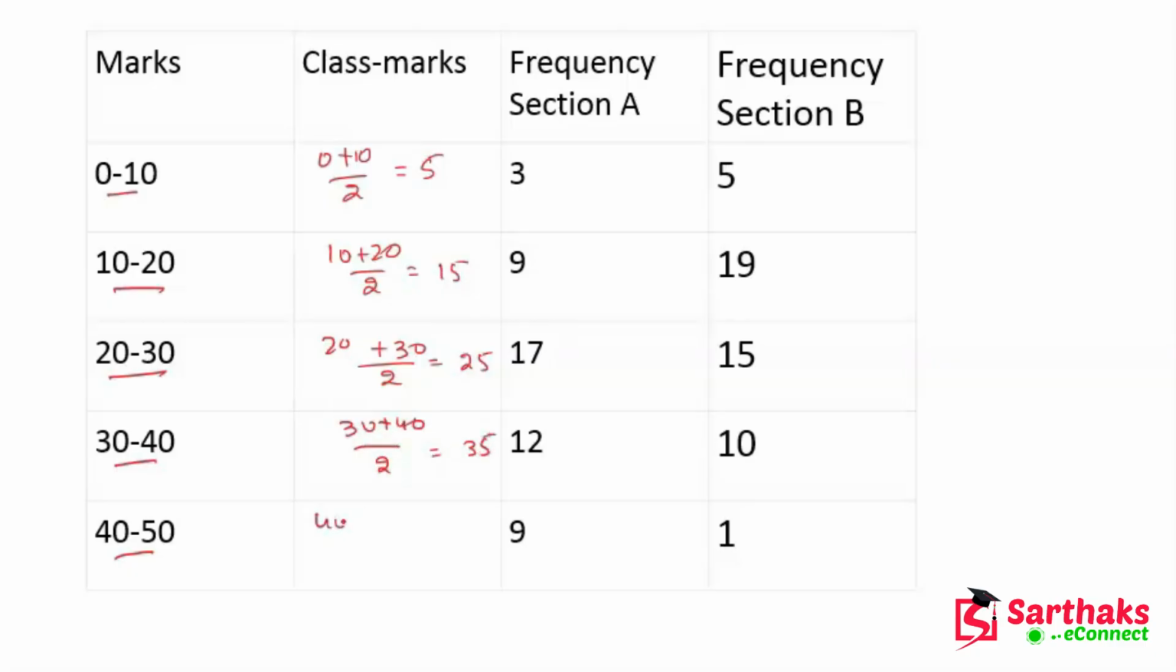And here is 40 plus 50 divided by 2. So we get 45. So now this is the class mark. With the help of these class marks, we can easily draw the frequency polygon.